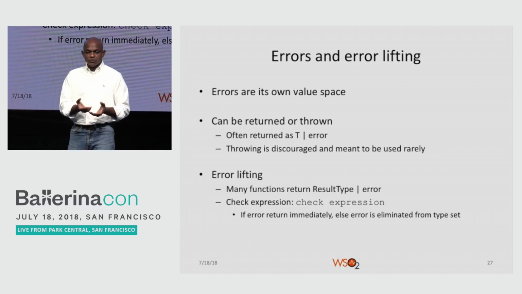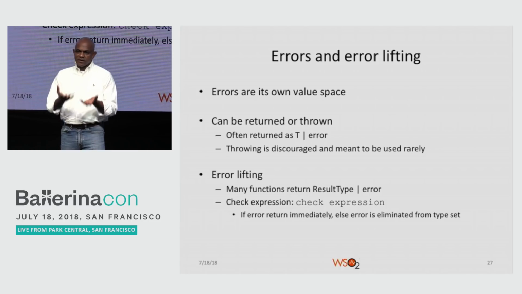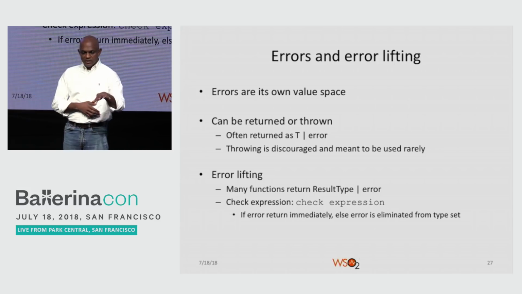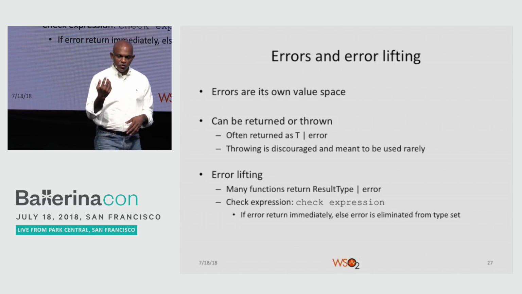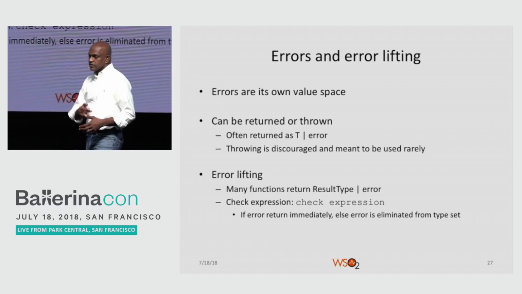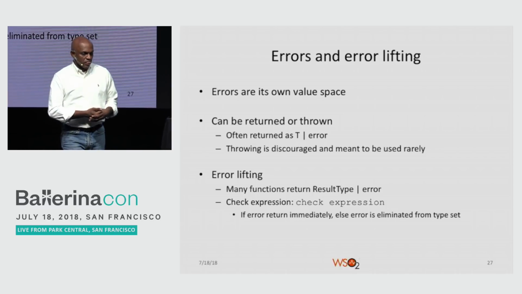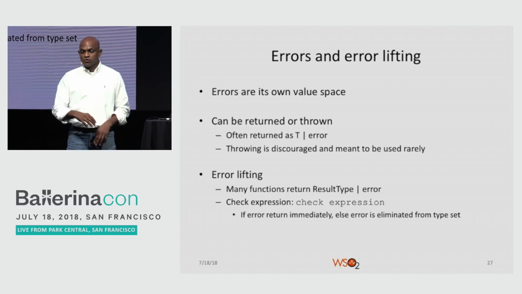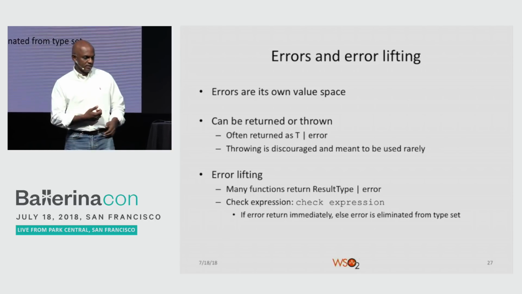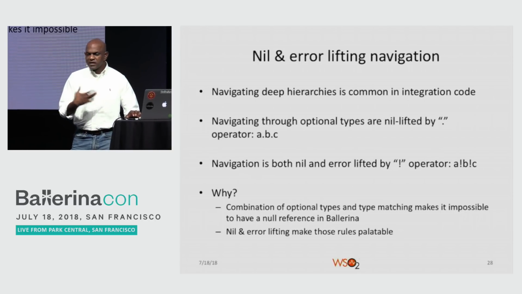So there's some stuff to do what's called error lifting, which is to take the error and get it out of the way, because I'm not expecting an error, let's say. So I can say check an expression, and what it'll do is if it's an error, it'll just return that error from the function, and then convert the type to being the type minus the error. Similar concept for nil lifting.